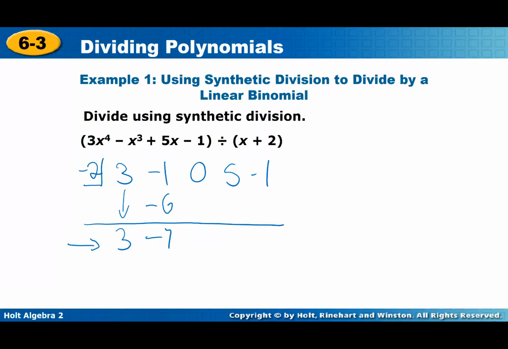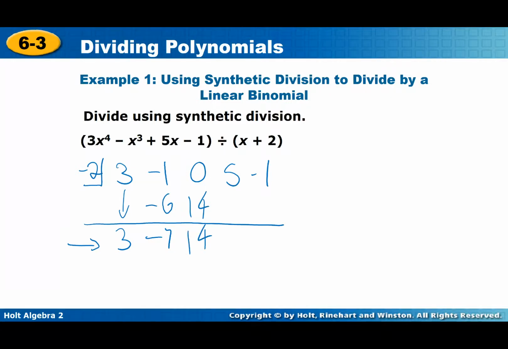Like I said before, any number that goes below this line, we're going to multiply it with a. So now I'm going to do -7 times -2, which makes 14. So I'm going to put 14 under that next term and then add those terms together. So 0 plus 14 is 14.